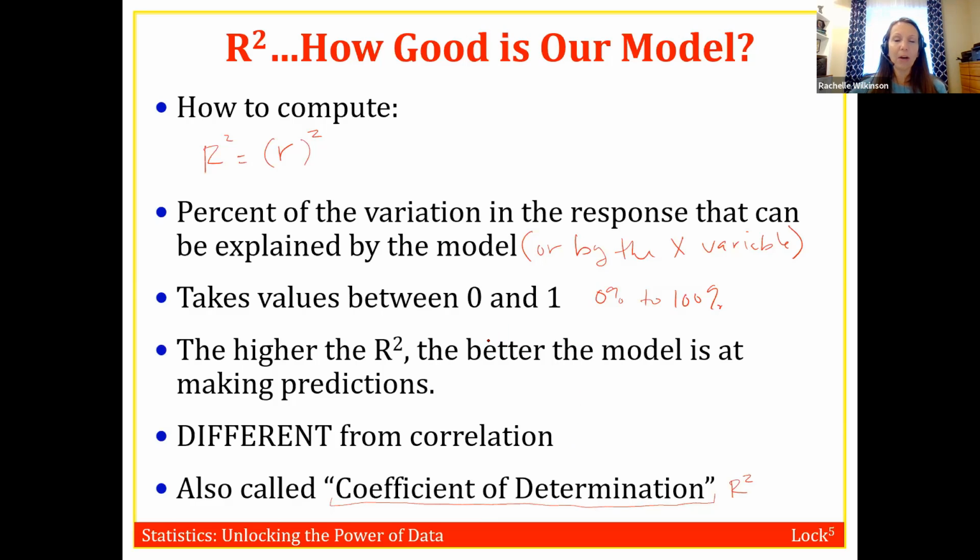Okay, so another thing about R squared that I just want to give you a heads up about is that computing R squared is pretty easy. If you're given R, all you have to do is square it and you get R squared. Ta-da! No problem, we can do that. A lot of times it's going to be given on computer output.